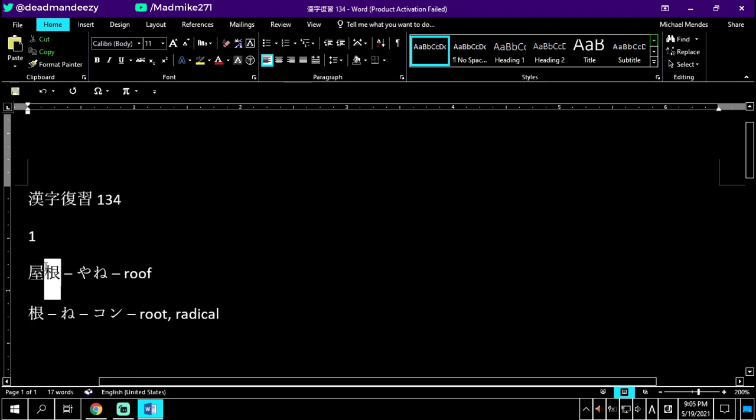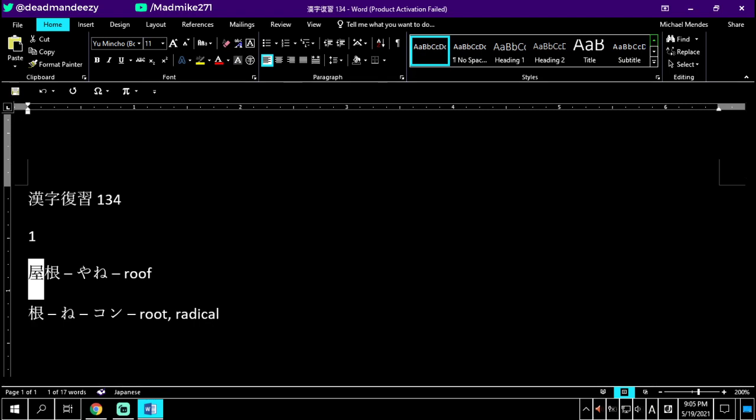It seems like the second one, ne or kon, is just a kind of supervisor for this one on the left, the roof. It's the roof, like specifically the roof. Yane. Yane no ne is northeast tree. Since I don't know this second kanji, I'm going to write it down 10 times, saying ne or kon is a root or a radical.